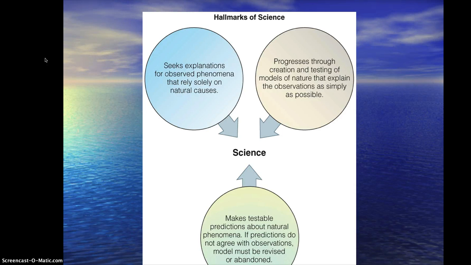Finally, science makes testable predictions about natural phenomena. If predictions do not agree with observations, the model must be revised or abandoned. This is very important. In science, we have to be able to test if our hypothesis is true. Also, if we find results that tell us that our hypothesis does not appear to be true, we have to revise it and move forward.